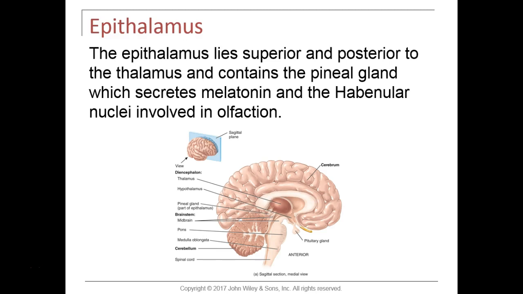So melatonin is a hormone that helps set our biological clock, which is referred to as the circadian rhythms. We talk a lot more about that in A&P 2, but for now, you just know that it basically is a hormone that globally sets our cycles of activity and our cycles of rest, which is called our circadian rhythm. The habenular nucleus is also located in the epithalamus down here, and is involved in the sense of smell, which is olfaction.